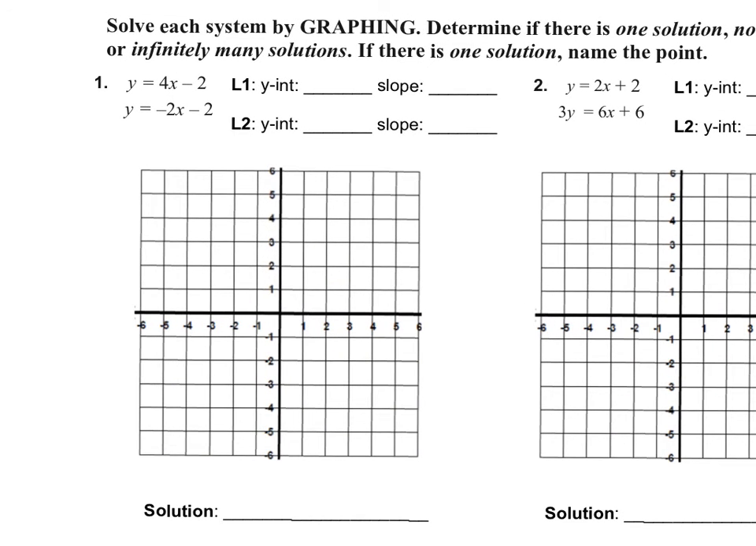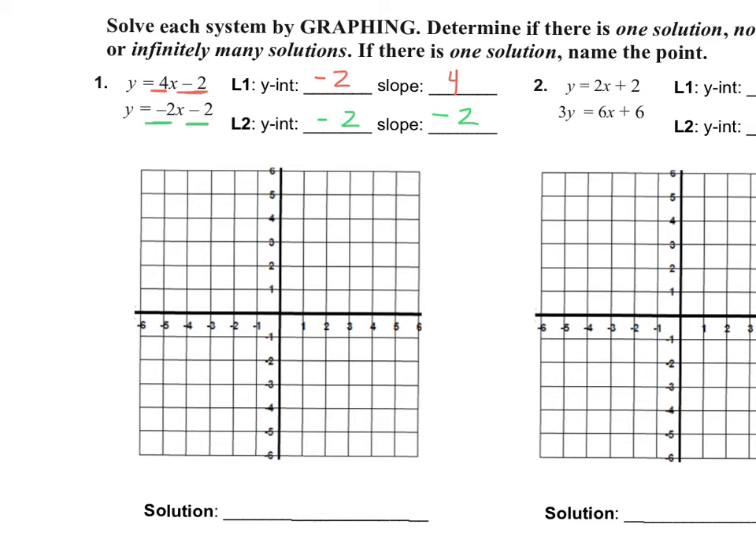So in this first problem here, -2 is your y-intercept, and 4 is your slope. Remember, slope comes with the x, so the slope is 4, the coefficient to the x. Second line, your y-intercept again is -2, and your slope is -2.